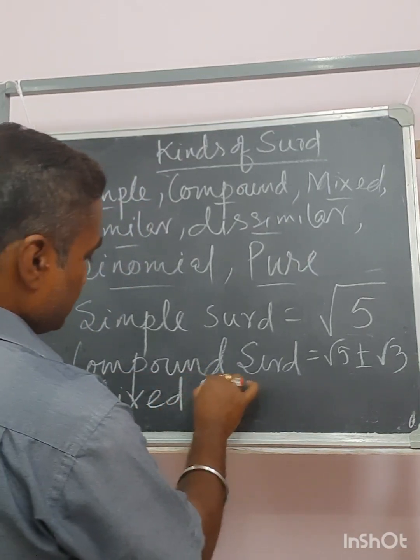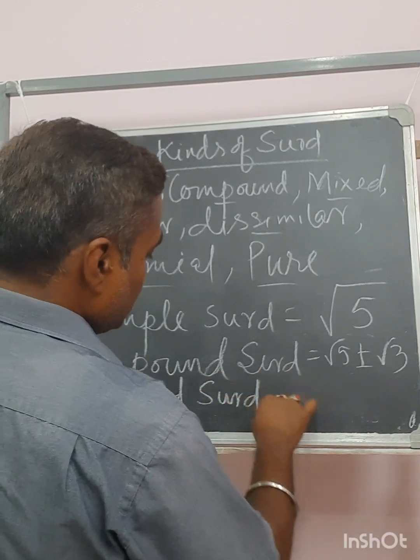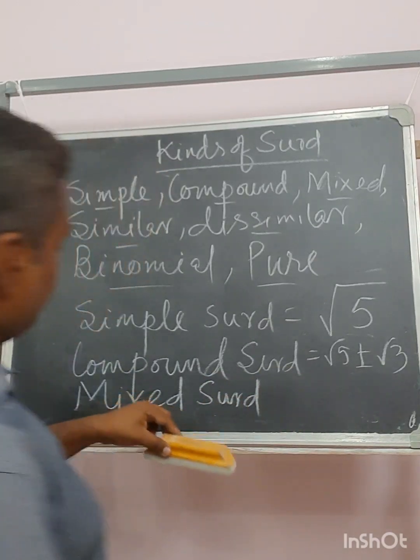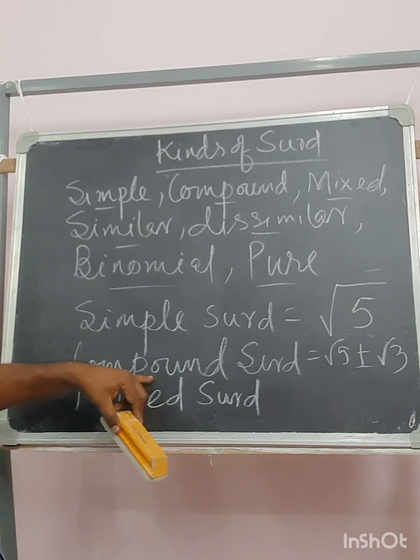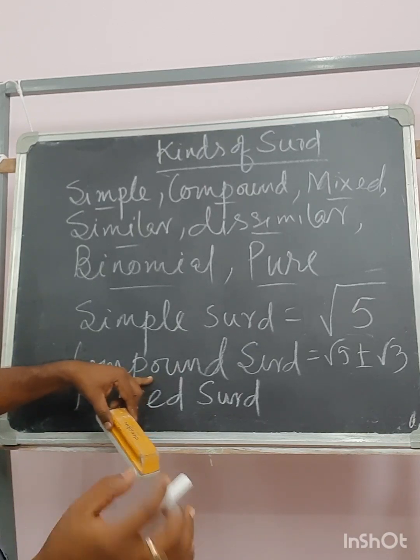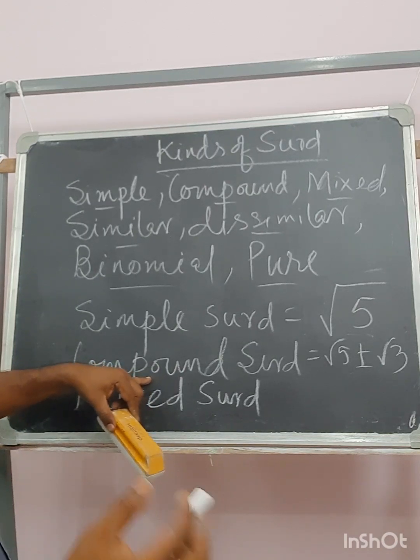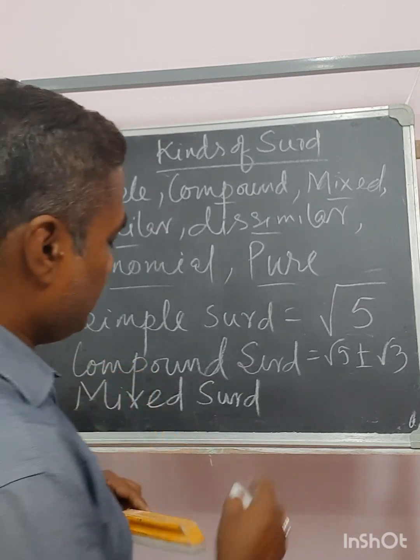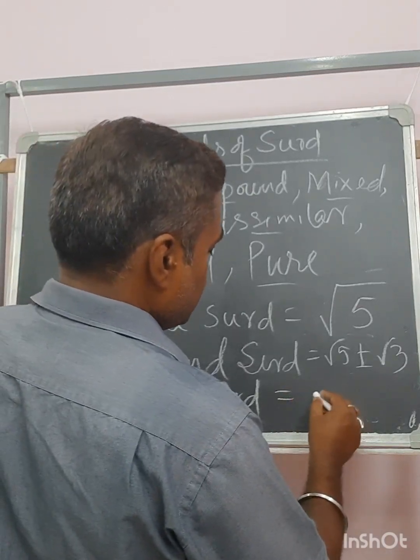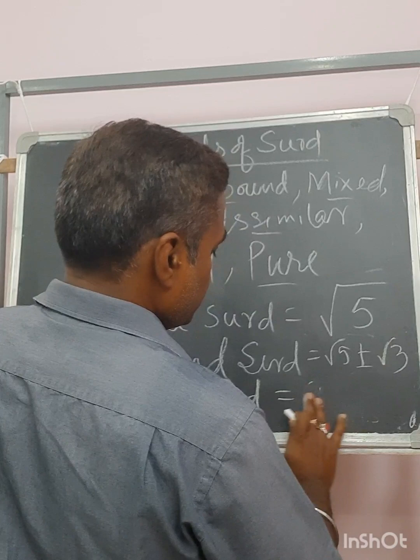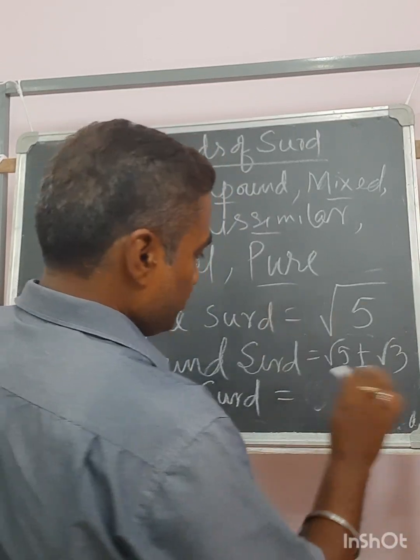Mixed surd. This is a kind of surd which is almost similar to the compound surd. The only difference is that it consists of an integer plus a surd.